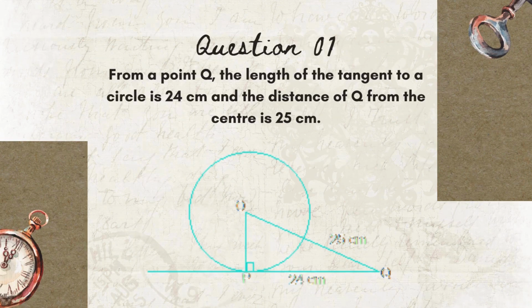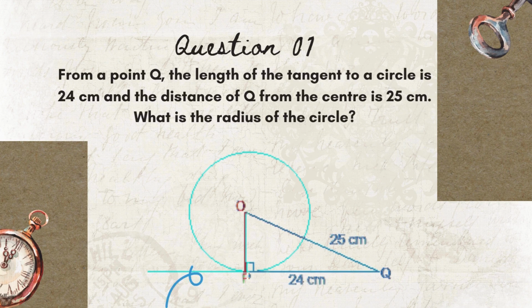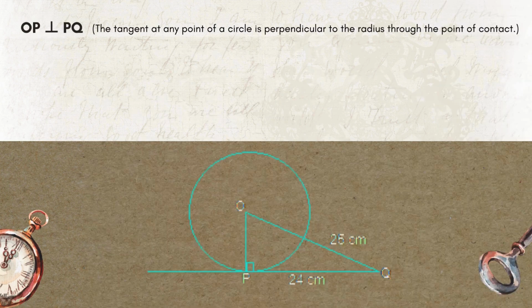Question 1. From a point Q, the length of the tangent to a circle is 24 centimeter and the distance of Q from the center is 25 centimeter. The radius of the circle is. Now OP is perpendicular to PQ because the tangent at any point of a circle is perpendicular to the radius through the point of contact.